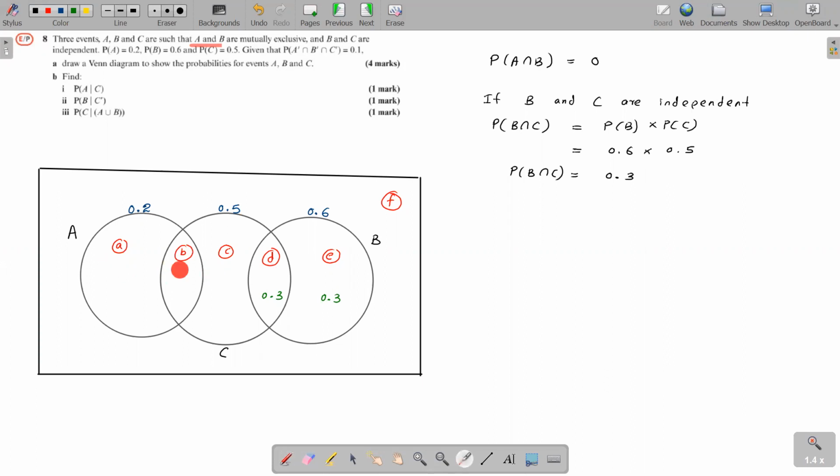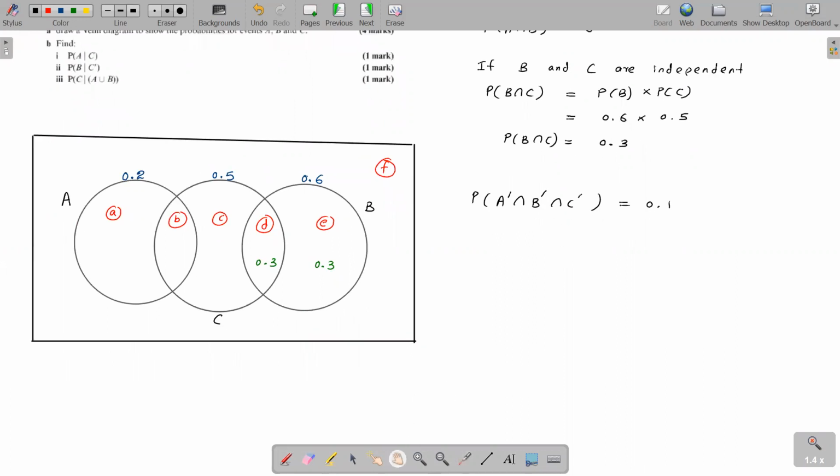I can't immediately find the other regions, but they have given us another extra piece of information. What is that? Let's look into this. They have told you the probability of A dash intersection B dash intersection C dash is 0.1. Are you able to get this region? You have to get the region. It's an intersection of three regions, so the common region that belongs to A dash, B dash, and C dash.